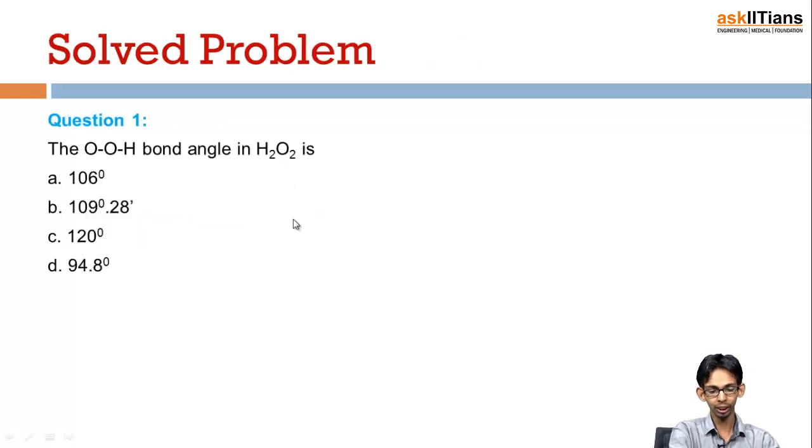Now there is a question which asks what is the O-O-H bond angle in hydrogen peroxide, and it is okay. The bond angle is actually 94.8. So D is the correct option.